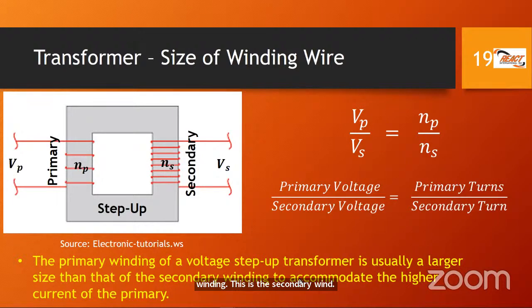And why is it so? It is to accommodate the higher current of the primary. You're going to get a higher current on the primary versus the secondary. Why? Because the voltage on this side is going to be lower, so therefore you have a higher current. When you step up the voltage on this side, the current is going to be lower, again, because of the relationship between voltage and current. Again, Ohm's law, V is equal to IR. You can use that as an equation to understand this, right? All right.